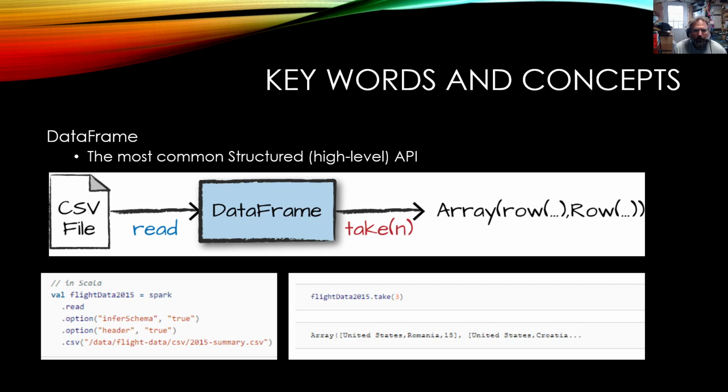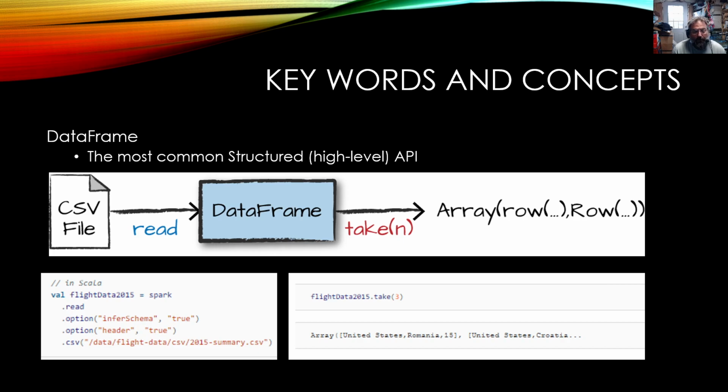So a data frame, it is a very common use of the API. In fact, it's probably the one that most people use. And you typically do an operation similar to what you see here, where you read something into the data frame, then on that data frame you take some action to do something with it, such as pull the first 3 items. So in this case, we're doing some Scala. We're saying flight data 2015 equals spark.read.option, infer schema is true.